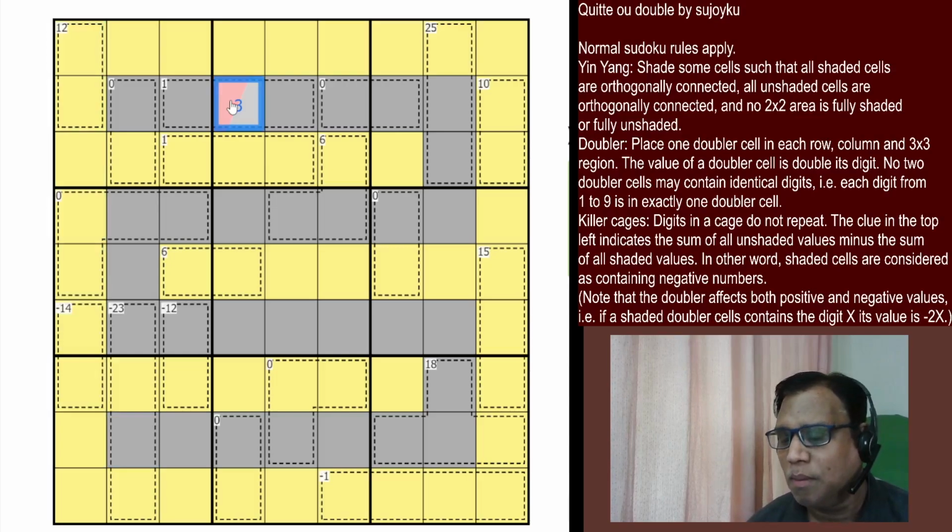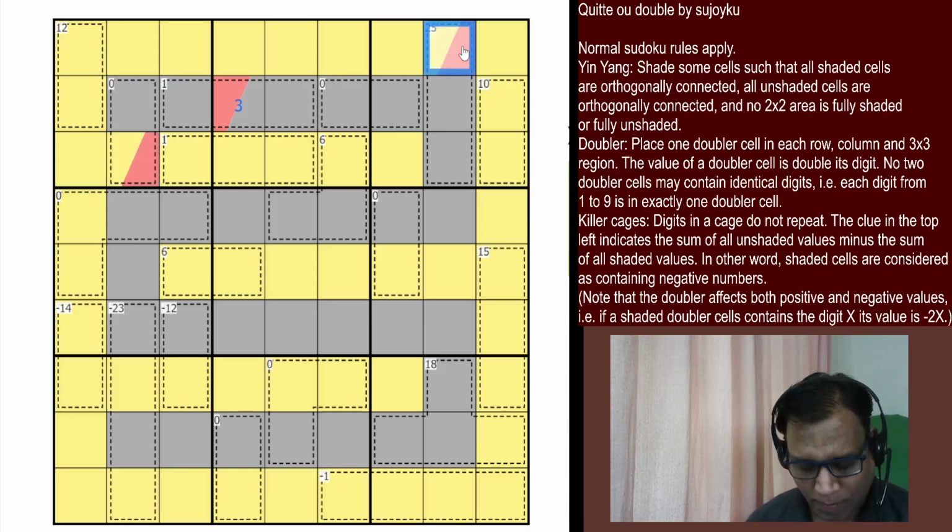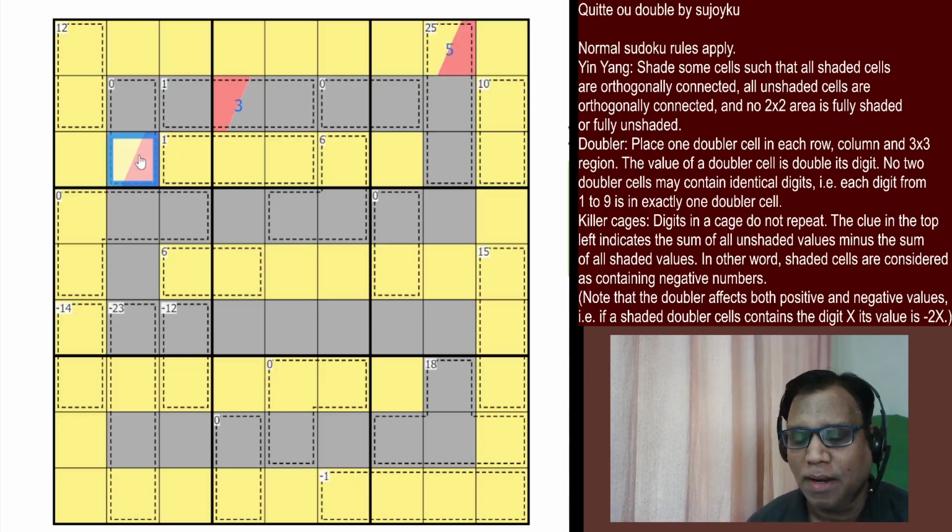One more constraint on doublers is this: let's say that is one doubler, and another doubler may be here. If there is a 3 here, you cannot have 3 in this doubler cell. You must have something different. Let's say there is a 5 in another doubler, then you cannot have 3 and 5 here. You could have any other digit in this doubler.